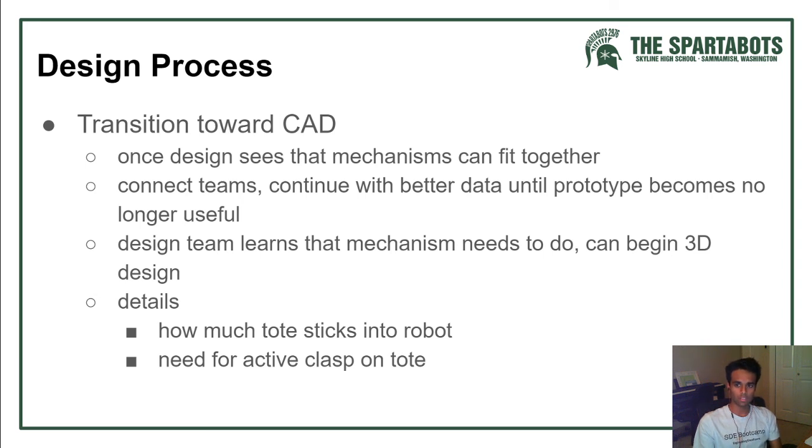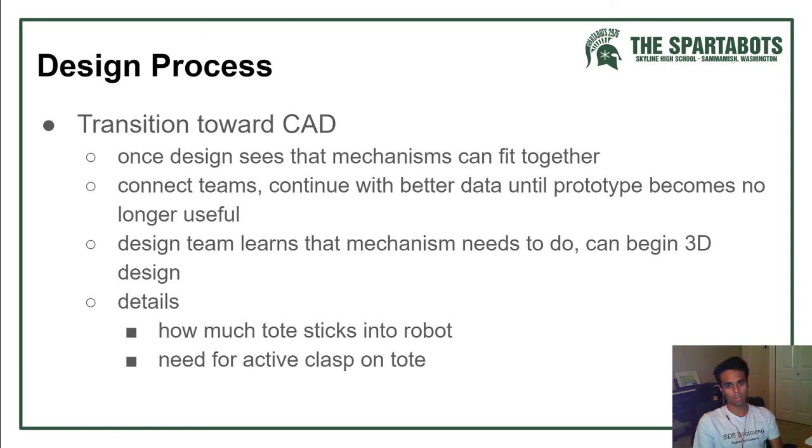Continue gathering data until the prototype doesn't become useful anymore. Basically, even after you've created the first version of your design, that's still a prototype. You still keep seeing if you can edge out something better, if you can place something somewhere else and it'll improve the performance. Always be grinding, trying to get the peak performance you can out of your robot.